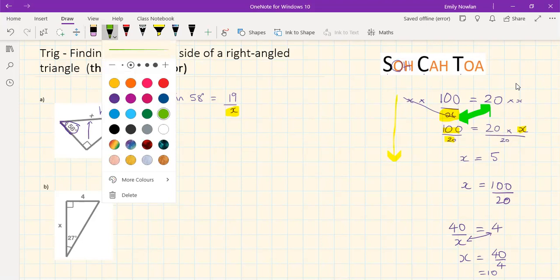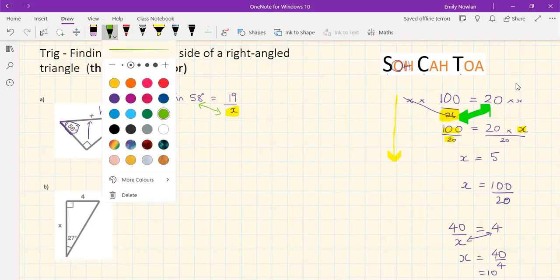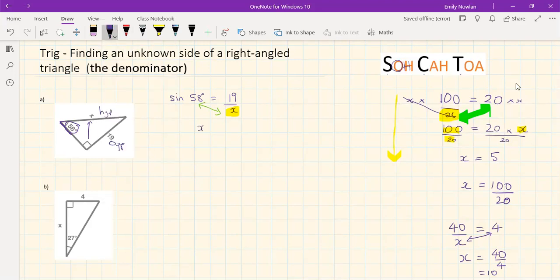So we need to think, can we just do a little quick switch up so that we can find our x? So we turn that around and we put the x on the top and we have 19 over sine of 58. And you get your calculator, in degrees, and you go 19 divided by sine of 58. And let's go one decimal place this time, we're going to get 22.4. So that's how long. We don't have units, so we don't have meters or centimeters. It's just because we don't have any in the question. So it's 22.4 units in length.